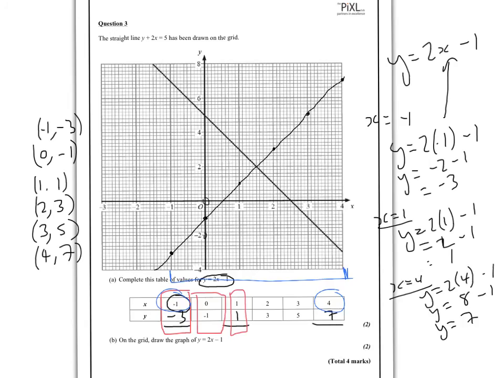So some key points to remember. Substitute in your values into your equation. So substitute your values of x into your equation, and that will give you your values of y. Plot the points on the graph, join them up with a ruler, and then make sure you plot or draw the graph between all the values of x that are given.